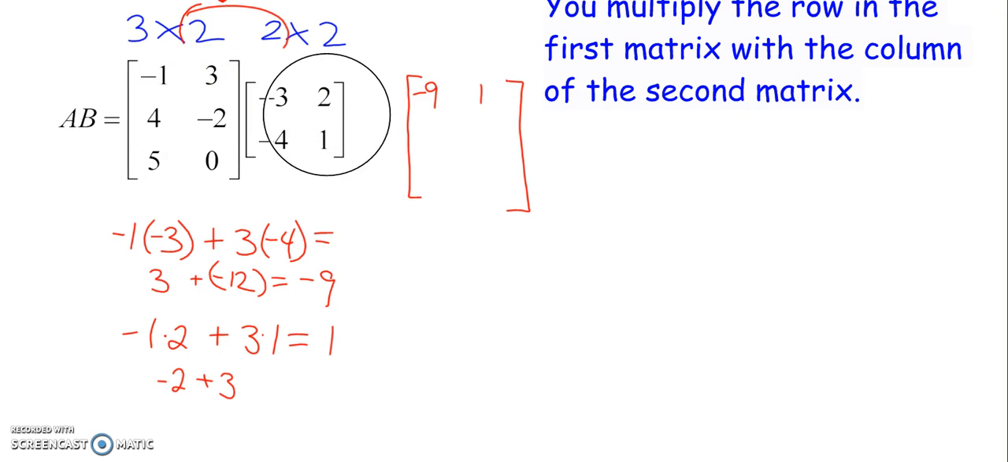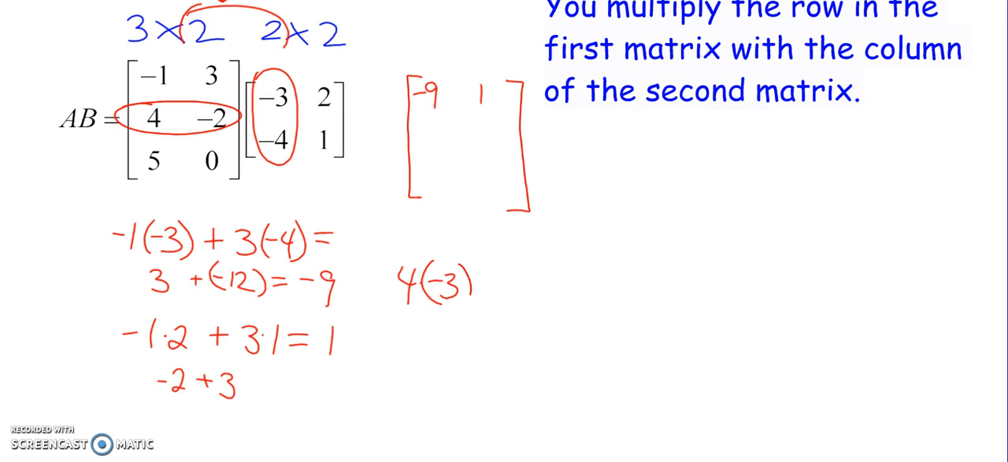I can't use row 1 anymore. I'm going to continue with row 2, column 1. So 4 times negative 3 plus negative 2 times negative 4. So that's negative 12 plus 8.